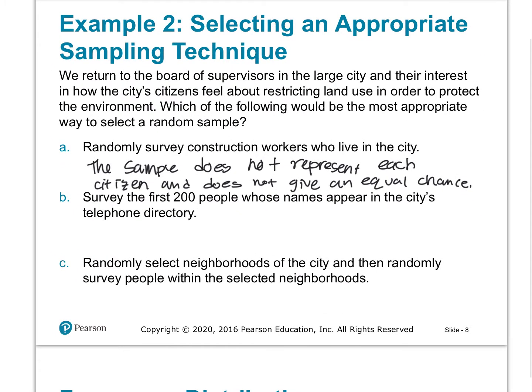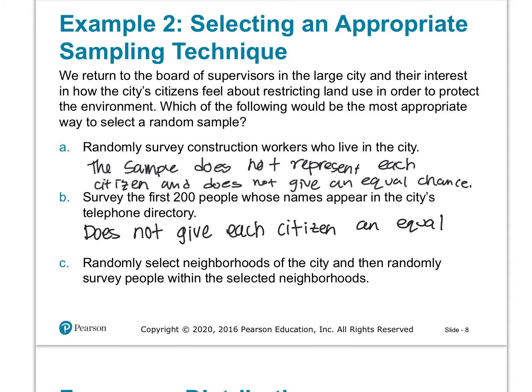All right, the next one says to survey the first 200 people whose names appear in the city's telephone directory. Same again, it only covers those first 200 people. It doesn't give the opportunity for every citizen to be selected. So you would say, does not give each citizen an equal chance to be selected.